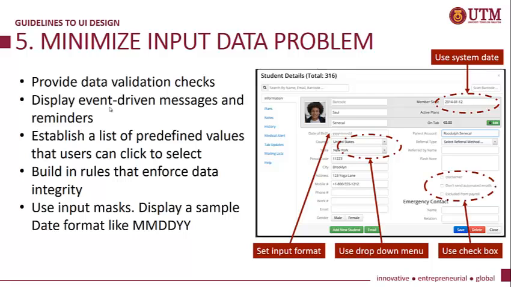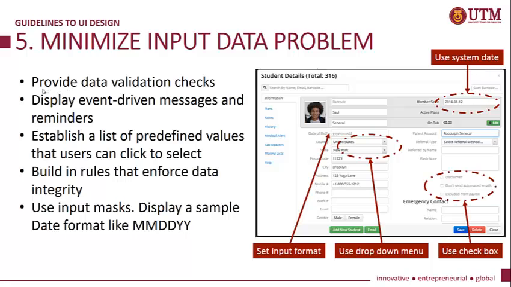The next guideline is minimize input data problems. It means here reduce the input error in order to improve the data quality. So one way to reduce the input error is maybe we can avoid unnecessary data entry. For example, customer name. In that case, to avoid spelling error for customer name, we can do something like this.